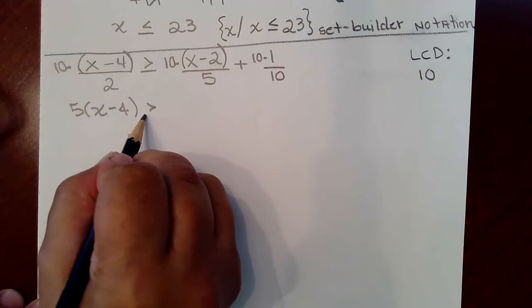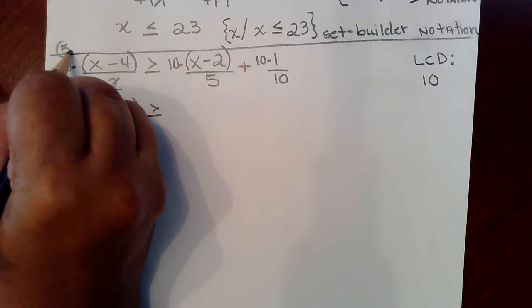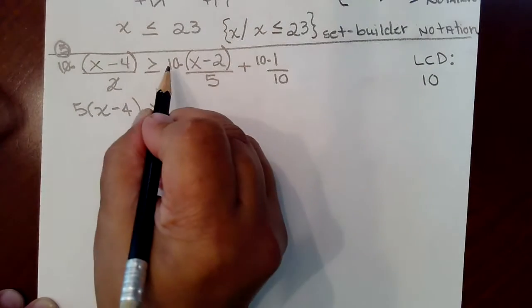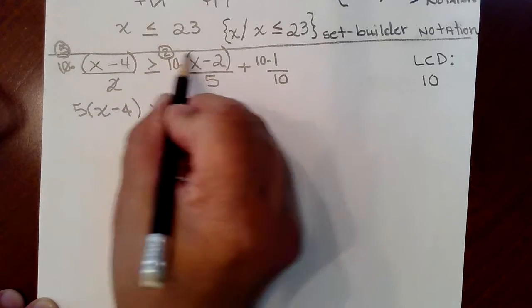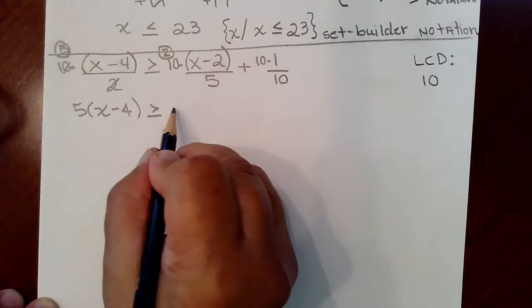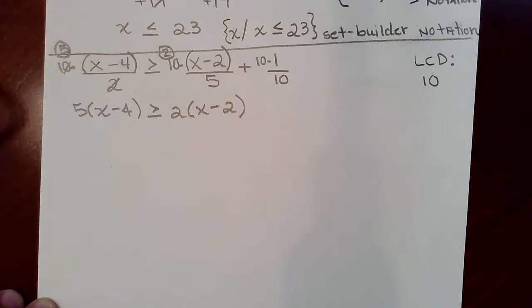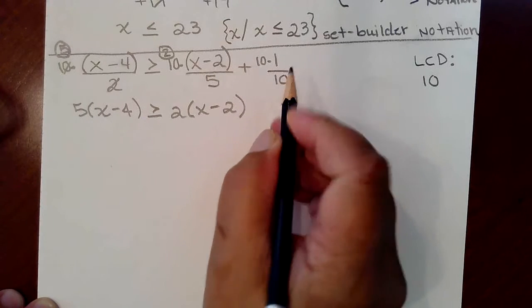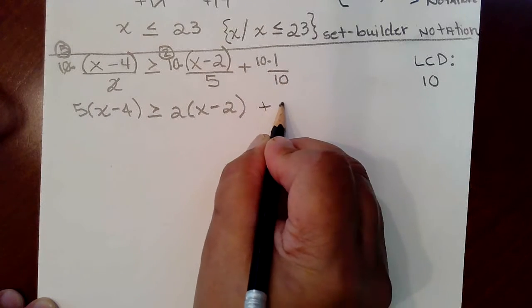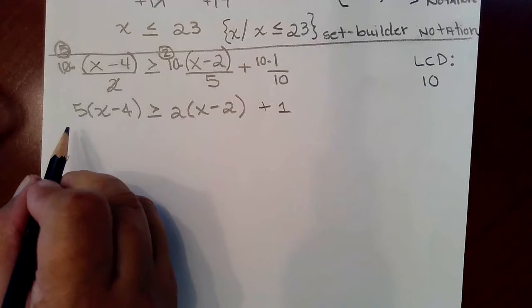Okay, then we move on to the next, and you can even make a little note that that's what you reduced, the 10 divided by 2. Here, 10 divided by 5 is 2, and then that 2 gets multiplied by this expression x minus 2. But you can see that what you're doing is getting rid of all your fractional situations. And then 10 divided by 10 is just 1. Okay, so we have a much nicer inequality, and you can continue by removing the parentheses now.